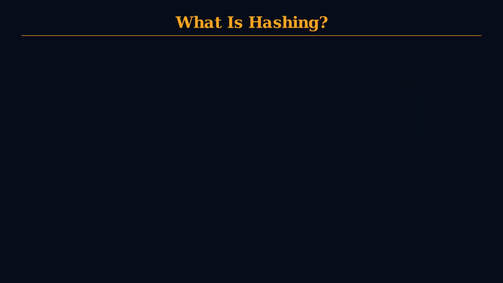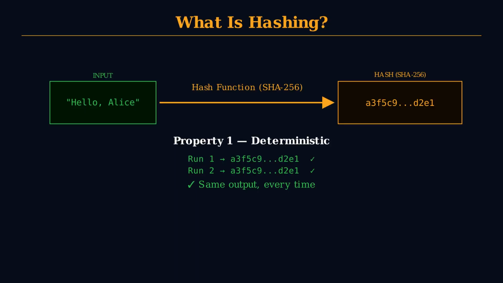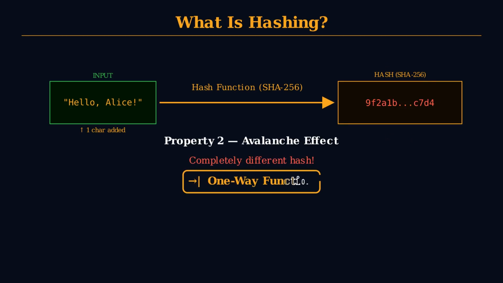Now, let us talk about hashing. Same input, "Hello, Alice." We run it through a hash function like SHA-256. Out comes a fixed-length string of characters called a hash, or digest. Now watch what happens when we try to go backwards. We cannot. There is no key. There is no reverse function. The hash function permanently destroys the path back to the original data.